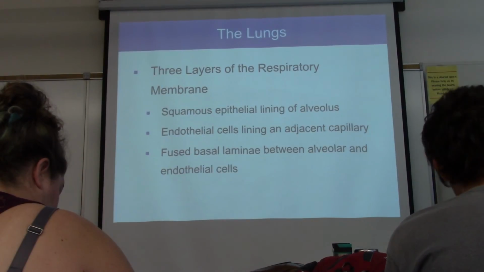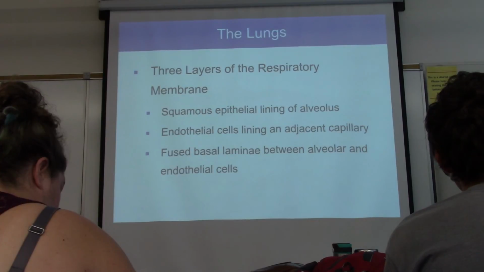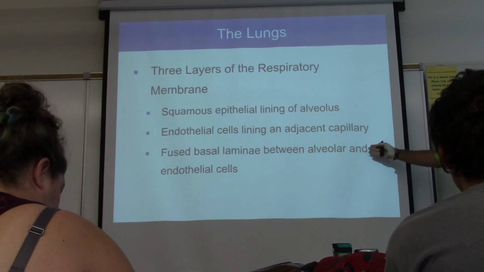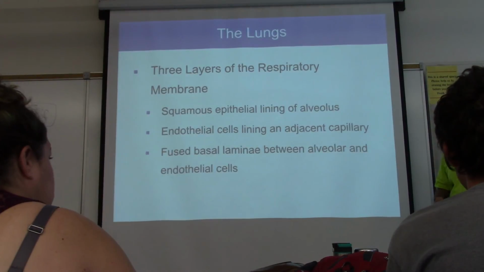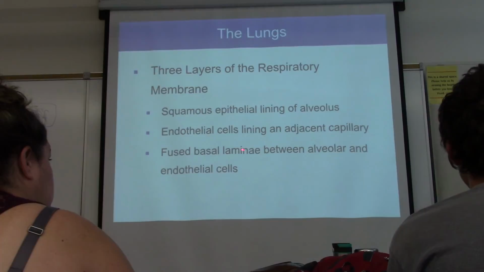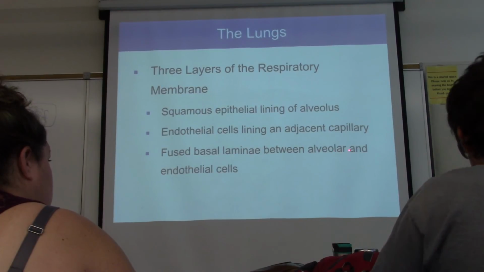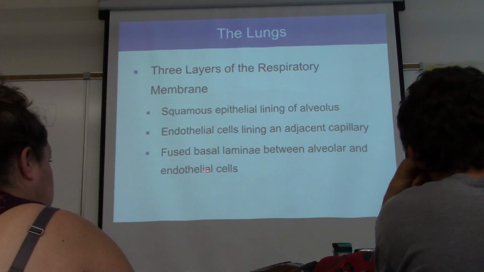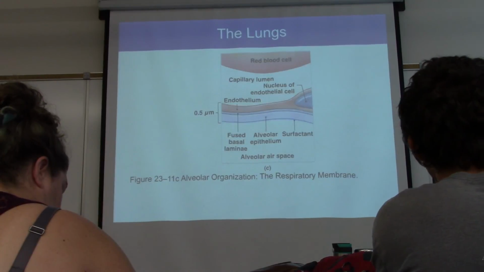And then between those two, where the alveolar cell and the blood vessel cell come together, there's a little basal lamina, a little basement membrane, so to speak, which is very, very thin, and it fuses those 2 layers between the alveolar cells and the endothelial cells. Now, this is a schematic of that.